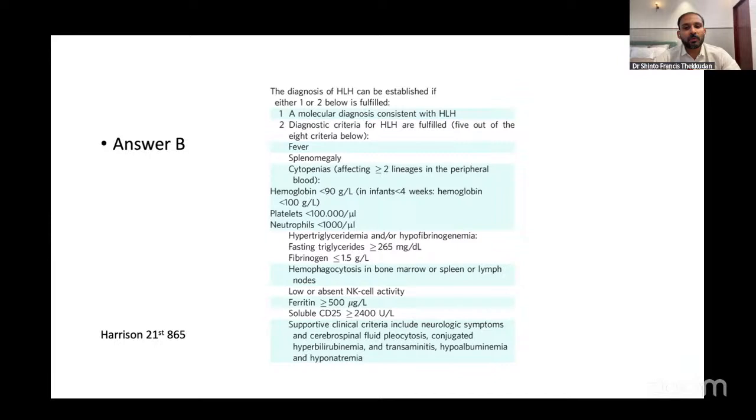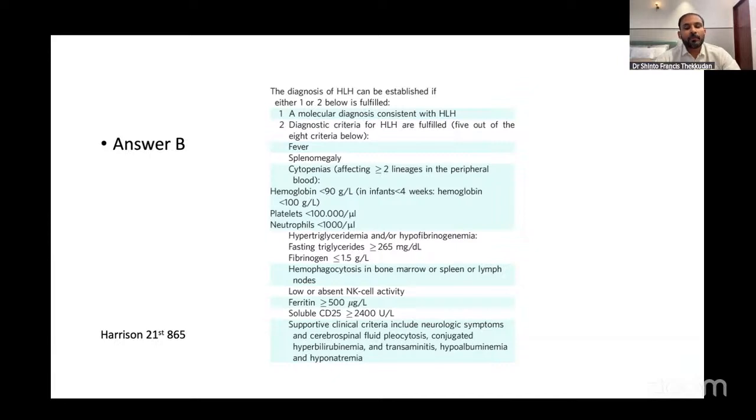It could be marrow, it could be spleen, it could be lymph node, but the demonstration in the tissue may not be an absolute criterion, because there are other criteria. That 5 out of 8 is necessary. It's not necessary that you should find hemophagocytosis in the tissue. Low or absent NK cell activity, ferritin more than or equal to 500, soluble CD25 more than or equal to 2400 units per liter, and other neurological criteria. So there are neurological manifestations of HLH: CSF pleocytosis, conjugated hyperbilirubinemia, transaminitis, hypoalbuminemia, hyponatremia.